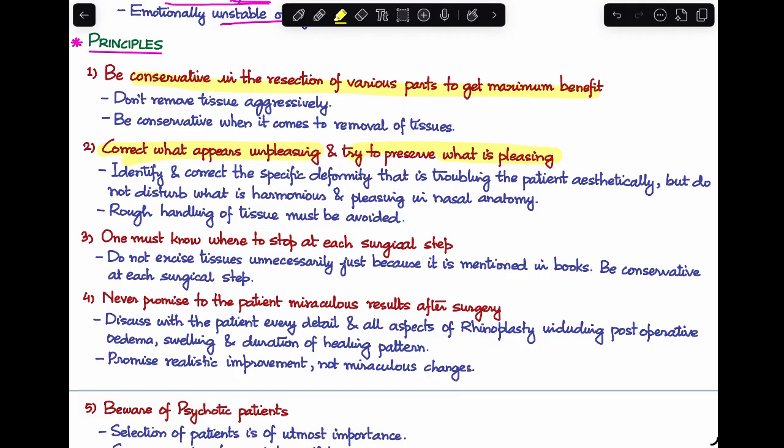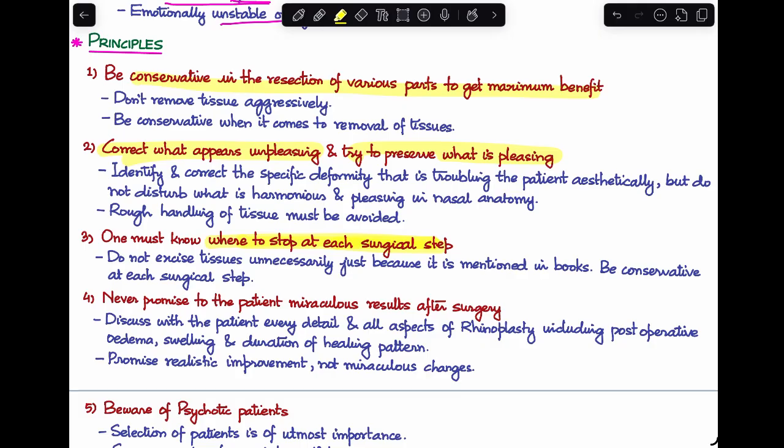Third is you should know where to stop at each surgical step. Just because something is mentioned in the textbook like these are the steps does not mean you have to follow that exactly and excise all tissues, which is unnecessary, which is not required in your case. So you have to be very conservative in each surgical step that you are following. You have to personalize it, customize it according to the patient's need, what they require, and not just blindly follow the book and excise normal tissues.